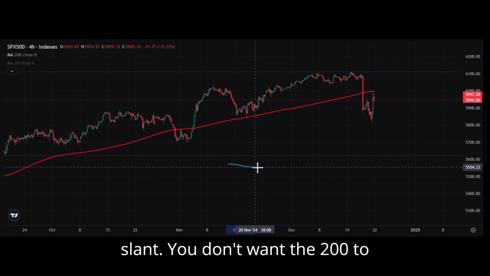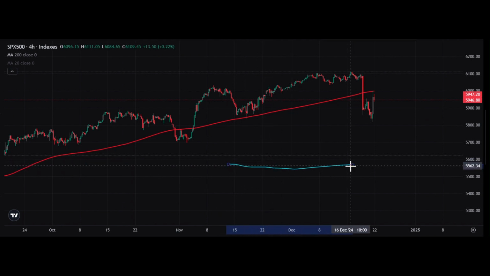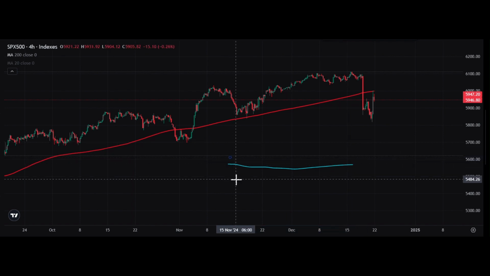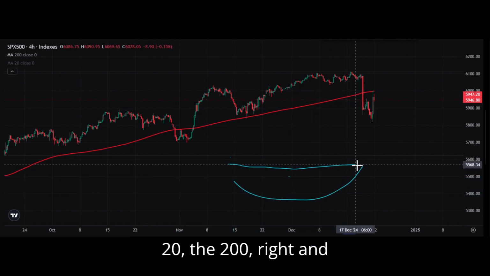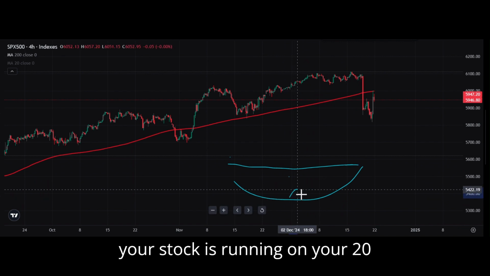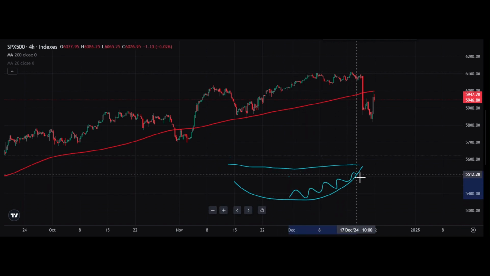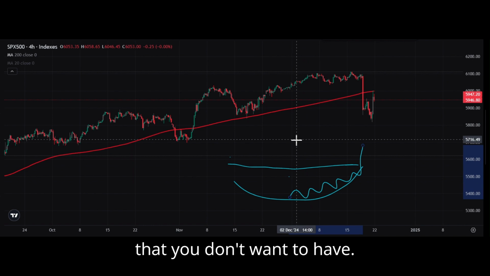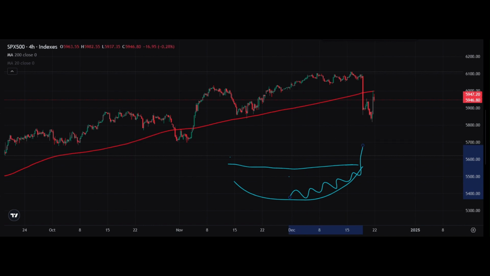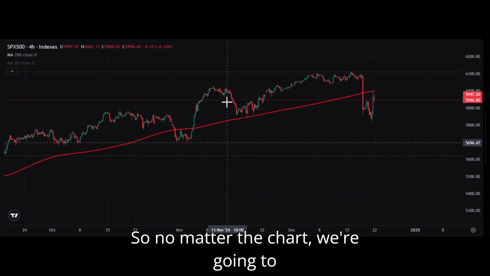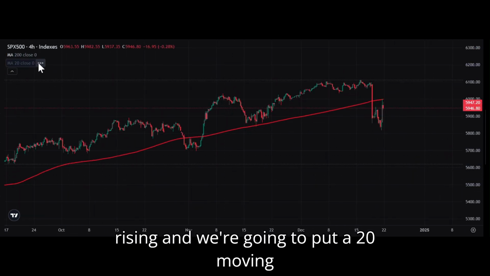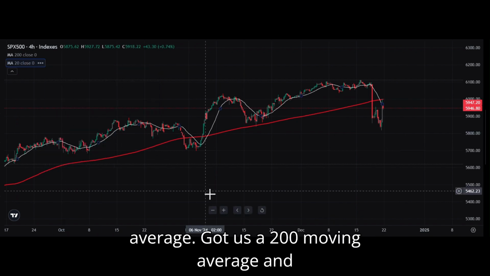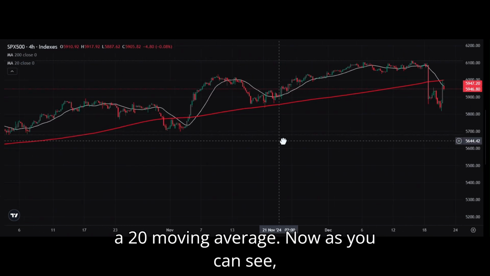You don't want the 200 to be flat unless you have a 20 that's getting ready to come across the 200, right? And your stock is running on your 20 and getting ready to cross. So other than that, you don't want to have that. So no matter the chart, we're going to put a 200 on there. We see our 200 is rising, and we're going to put a 20 moving average. We got us a 200 moving average and a 20 moving average.